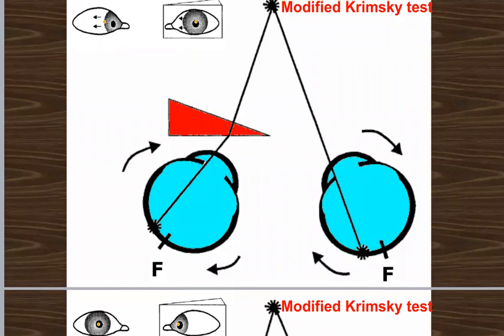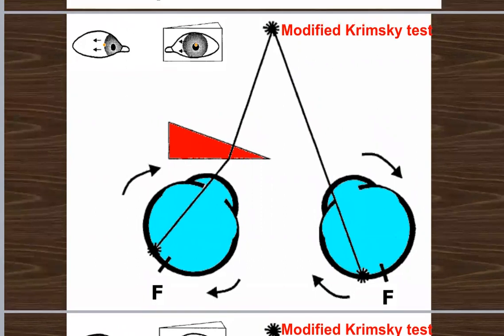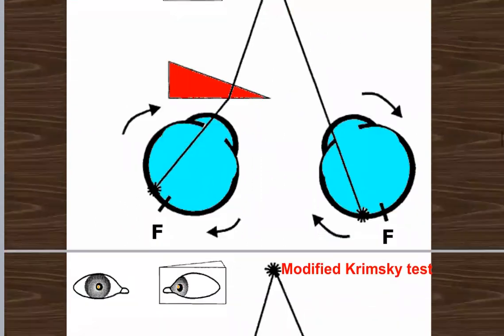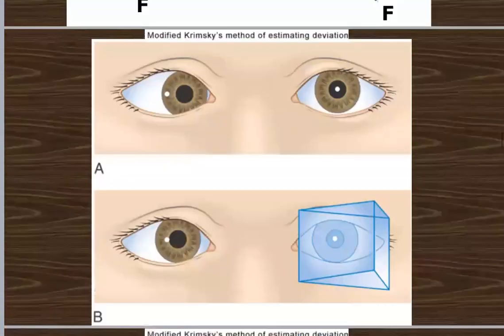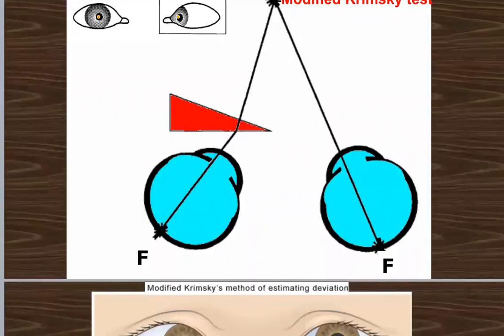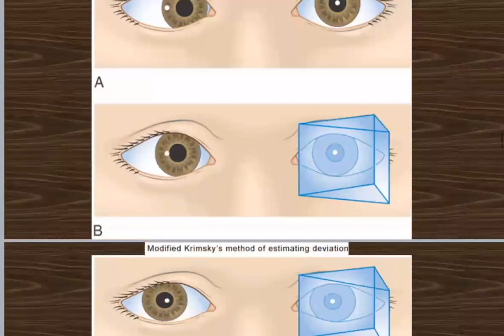So the difference between Krimsky and modified Krimsky is that in Krimsky we put the prism in front of the deviating eye, and in modified Krimsky we put the prism in front of the sound eye. Okay, that is for the modified Krimsky test. Look at this one. You will have the sound eye deviating by the power of the prism, and this eye will be normalized due to the response of Hering's law, because both eyes will move in the same direction. Yes, this is the modified Krimsky method.